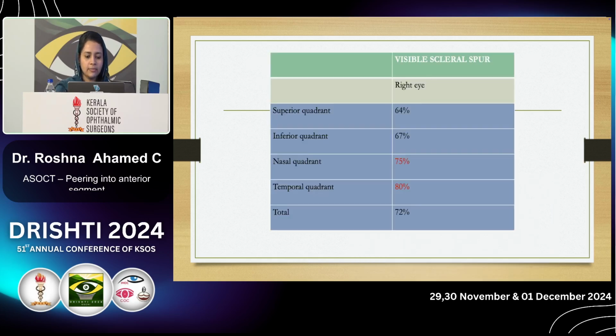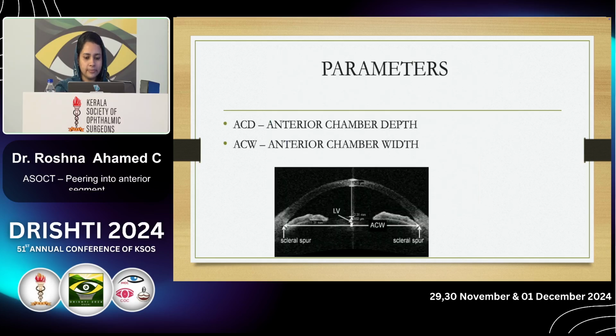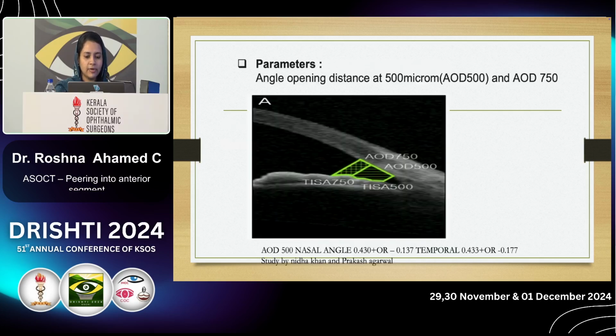The scleral spur is mostly visible in the nasal and temporal quadrants compared to the superior and inferior quadrants. What parameters do we look at? First is the anterior chamber depth and anterior chamber width, and angle opening distance at 500 micrometers and 750 micrometers. The Indian study by Nidhi Gan and Prakash Agarwal showed that angle opening distance is 0.430 plus or minus 0.137, and temporal it is 0.433 plus or minus 0.177.